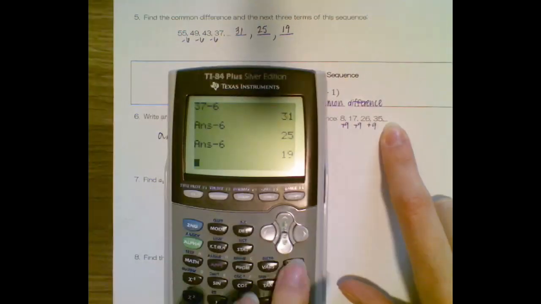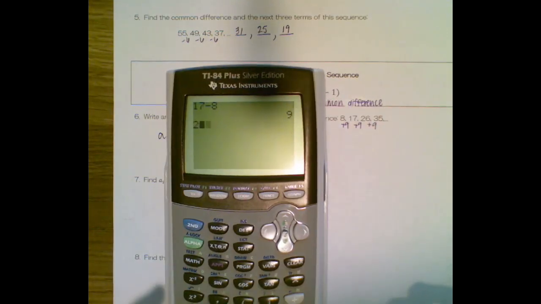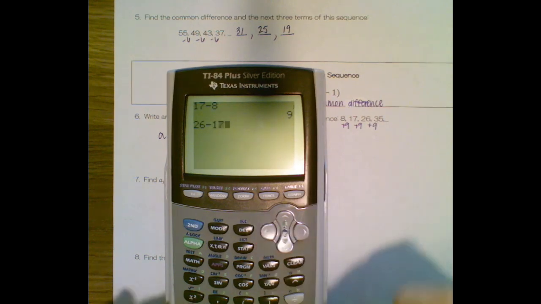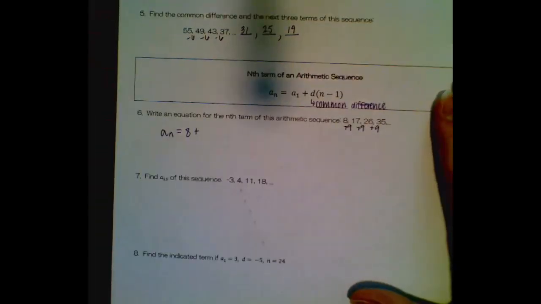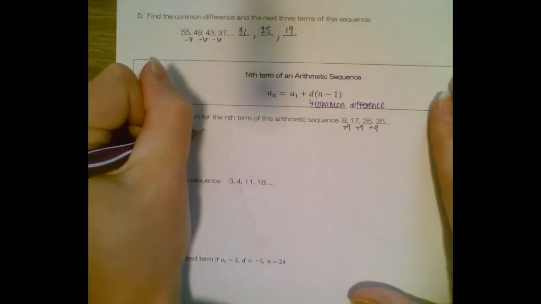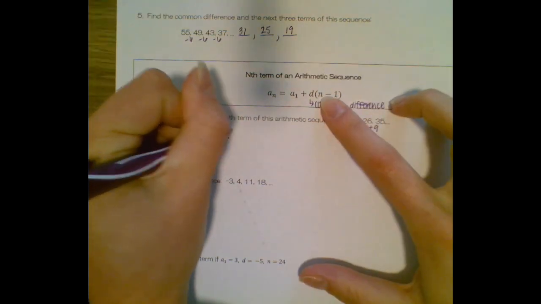And you guys can kind of play with that. If you're unsure, you can do 17 minus 8, that's 9. 26 minus 17, so you always want to do the previous term, 9. 35 minus 26 is 9, okay? You're just using that previous term. So the common difference is 9 times n, because we don't know n, minus 1.